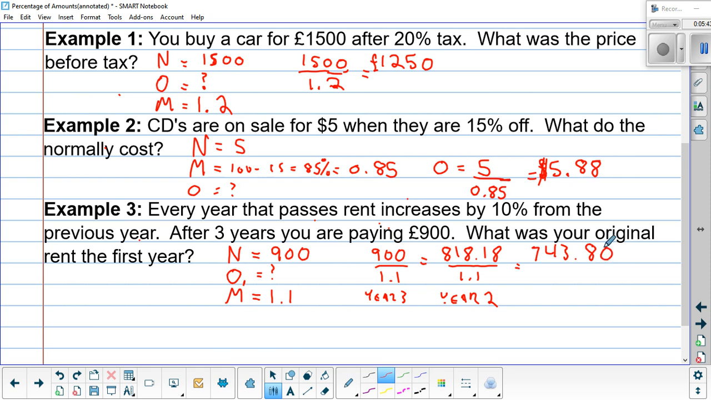So, kind of nasty to do that. However, what's the difference between these, right? The difference in years was 2, 3 minus 1, right? And so we could have done our O is equal to our N over our 1.1, and then to the power of 2.